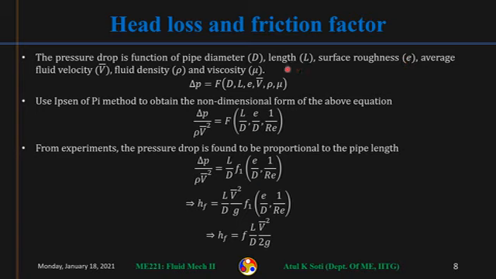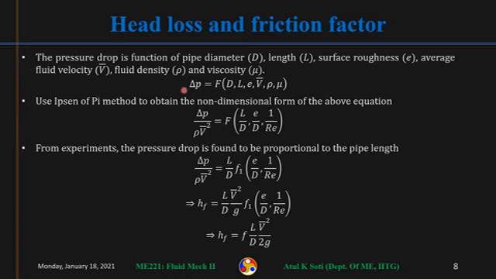This is analogous to solid surfaces. If you have two very smooth solid surfaces, the friction will be very small, and if you have a very rough surface, the friction will be large. Similarly, the surface roughness dependence comes in fluids also. So we can say that the pressure drop delta P will be a function of D, L, E, which is surface roughness, average velocity V, density rho, and mu, the fluid viscosity.